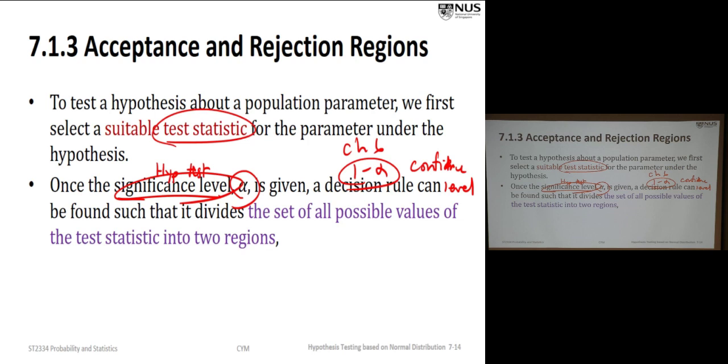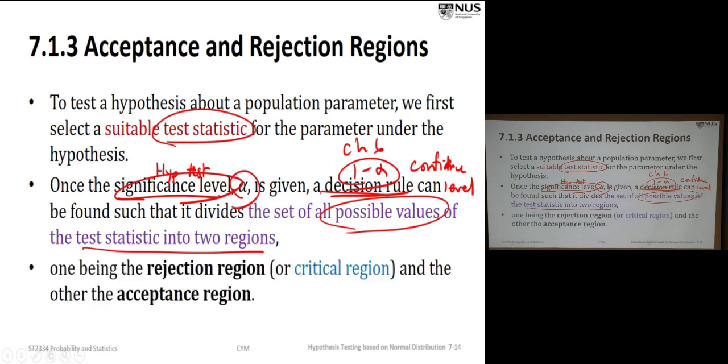So the decision rule can be found by dividing the set of all possible values of the test statistic into two regions. One is called the rejection region, or sometimes the critical region. They're the same thing. That means I divide it.